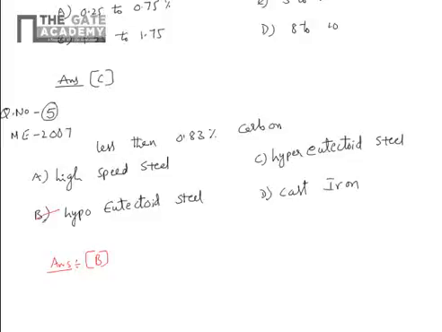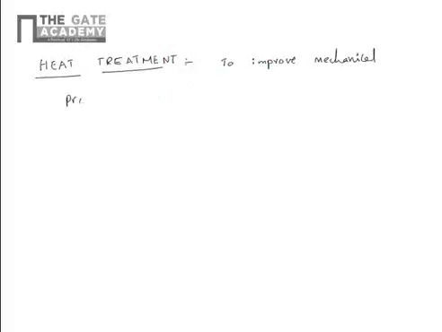So the next topic is heat treatment. Why do we need to do heat treatment? The purpose of heat treatment is to improve mechanical properties. Mechanical properties means what? Strength, hardness, ductility, toughness.